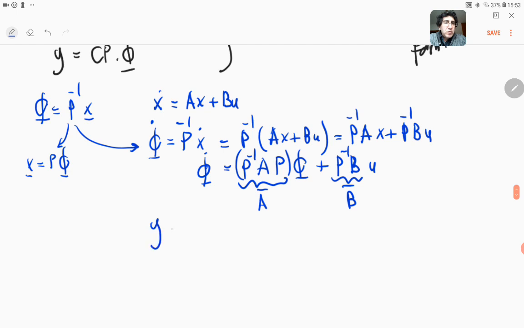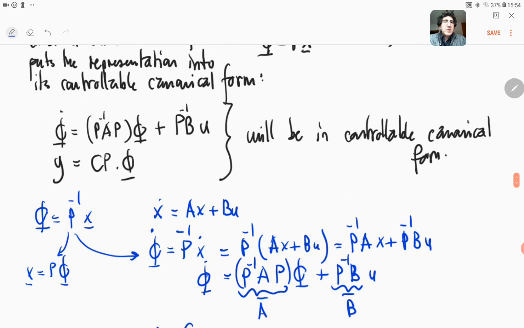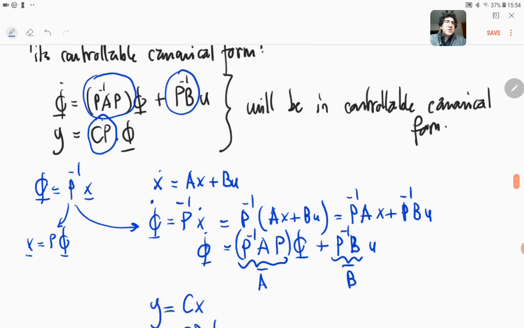And what about y is equal to C times x? Now it is clearly equal to C times P times phi. So that is our new C matrix. We can call this C bar. That actually verifies that we have these three new matrices.